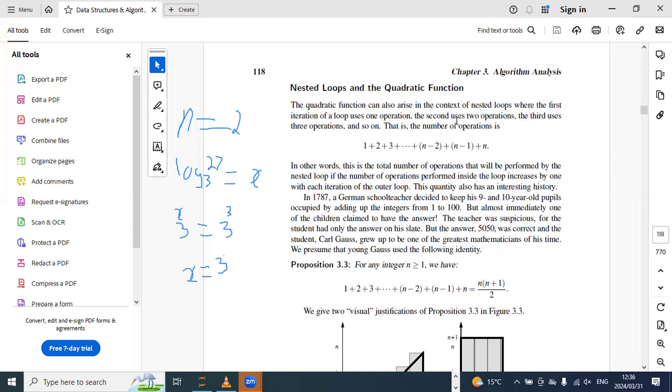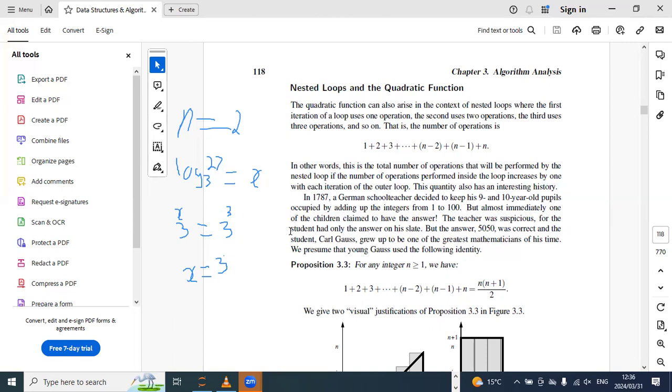The quadratic function can also arise in the context of a nested loop where the first iteration of the loop uses one operation, the second uses two operations, the third uses three operations, and so on. This is the number of operations 1, 2, 3, and so on, up to n minus 2 plus n minus 1 plus n. In other words, this is the total number of operations performed by the nested loop if the number of operations inside the loop increases by 1 with each iteration of the outer loop. This quantity also has an interesting history.